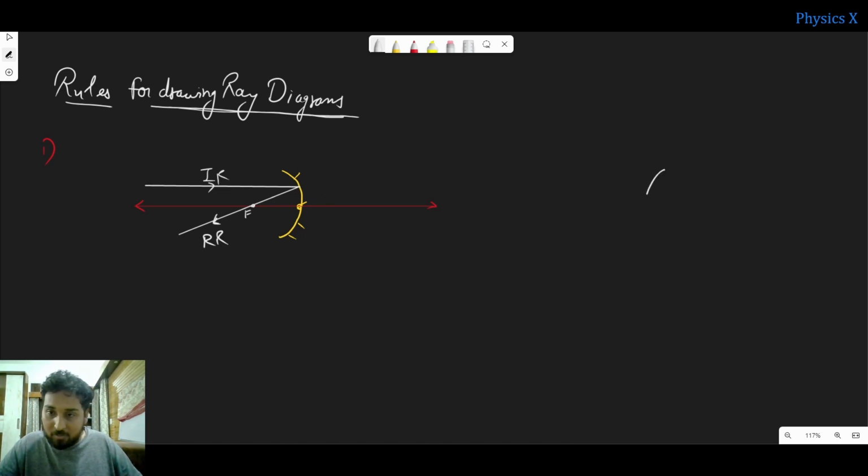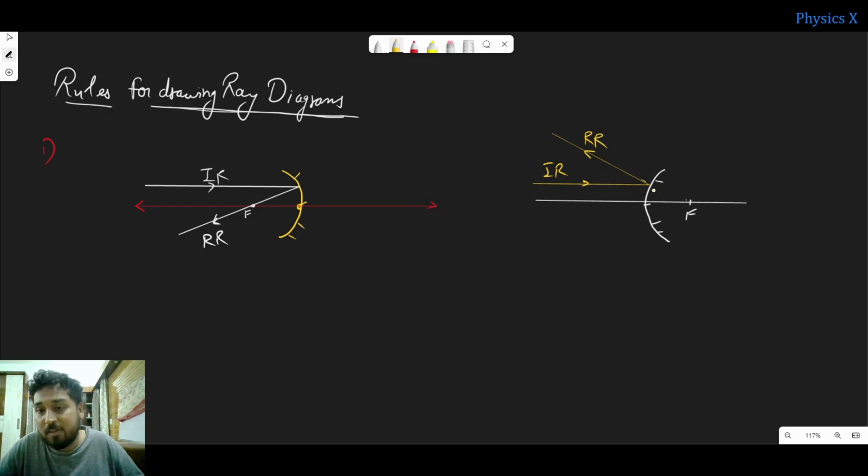If it is a convex mirror, what will happen? If the rays are parallel to the principal axis, then they will actually reflect back away from this mirror, but appear to come from this focus point. So this is your first law.